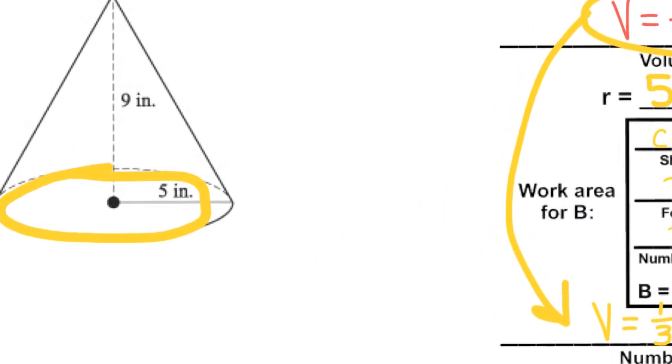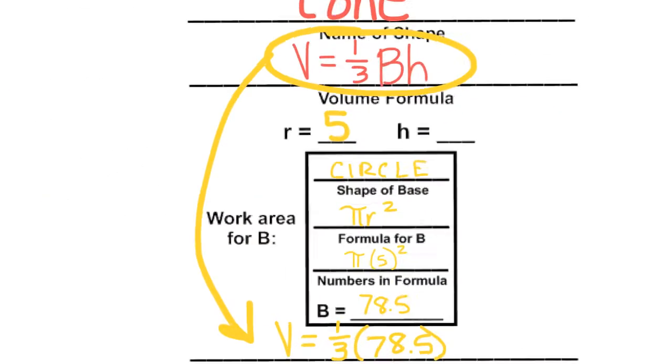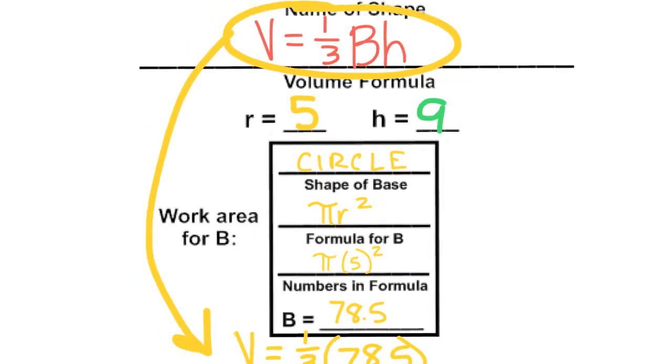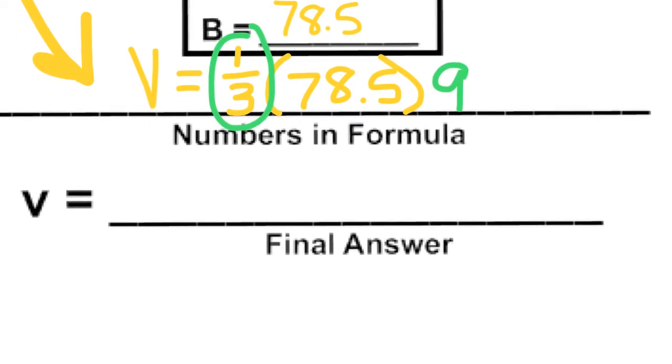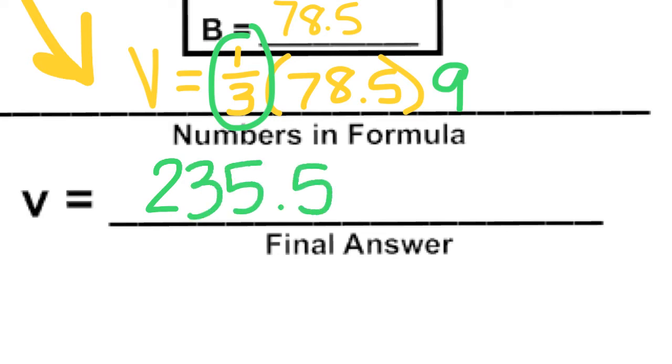The height is always perpendicular to the base. So that is the height right there. It is 9. So we'll substitute that into our formula. Remember this part. That's the part people forget. And then our volume is 235 5/10. Now the units for volume are cubed. So it's inches to the 3rd power.